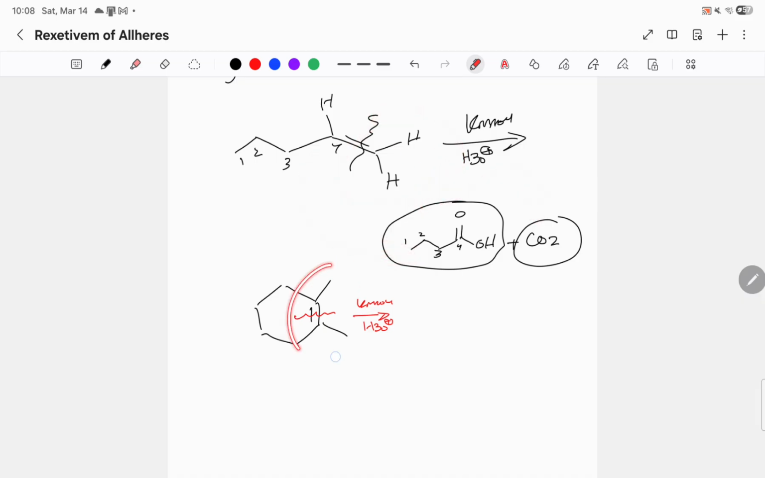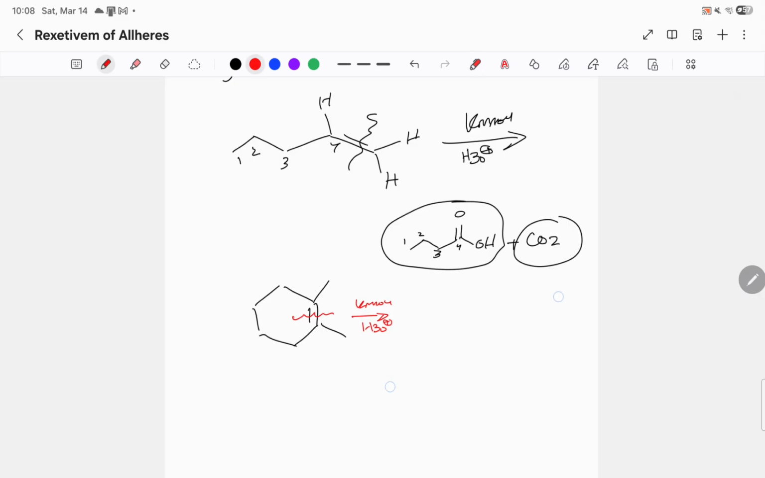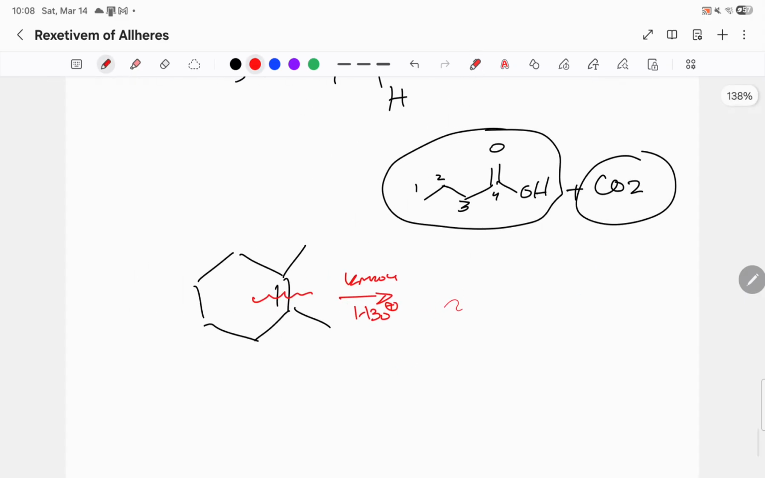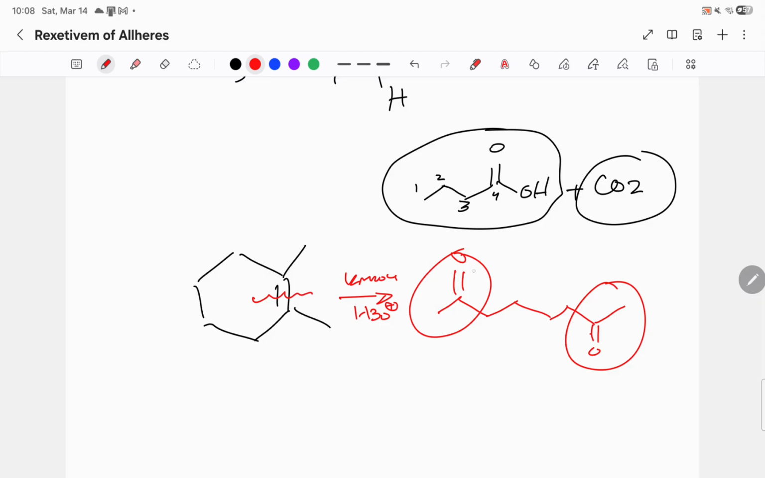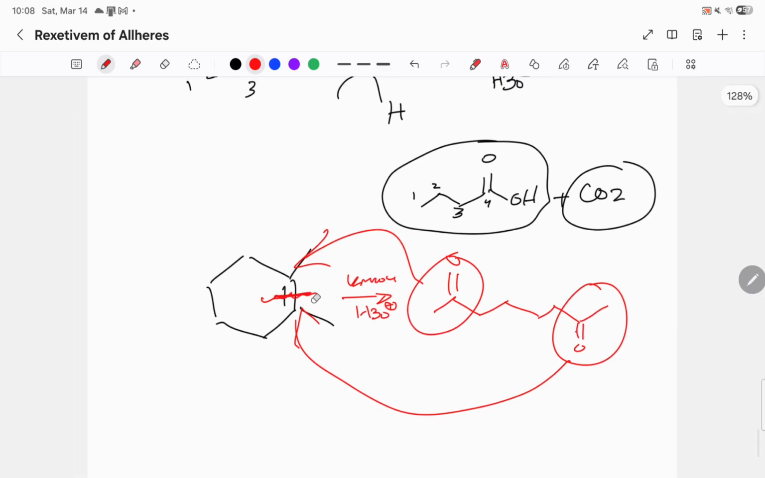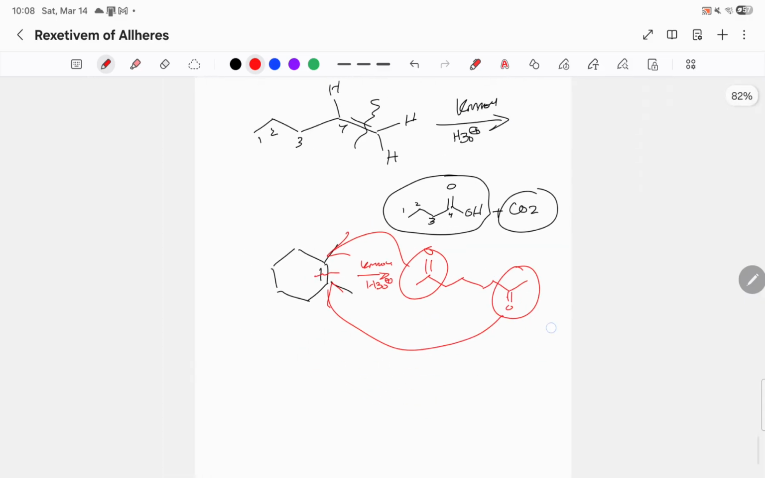Whereas if there are no hydrogens, I will just generate two ketones, and here is the fully extended length of it. I will get two ketones, so one here and one here. If you're confused, this is that portion and this is this portion. This is just opening up and unwinding the ring after I cleave this bond.